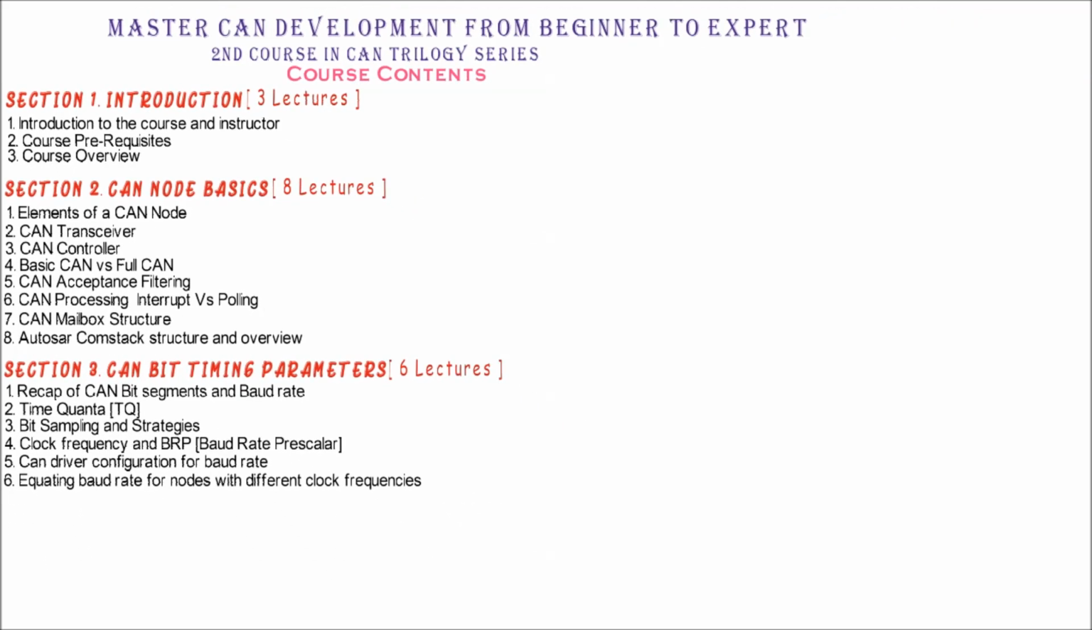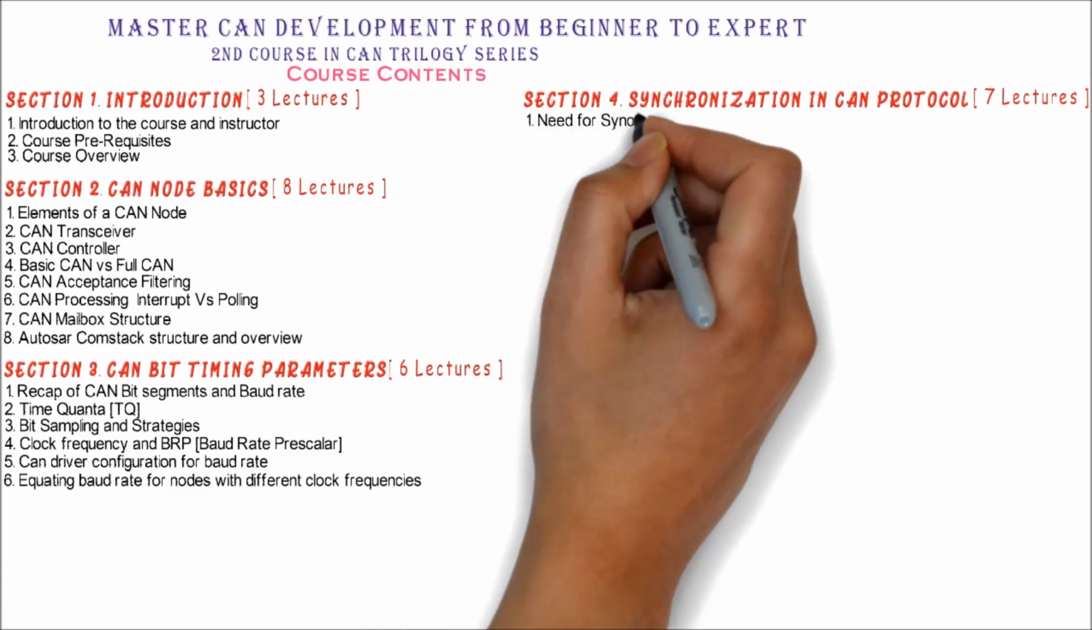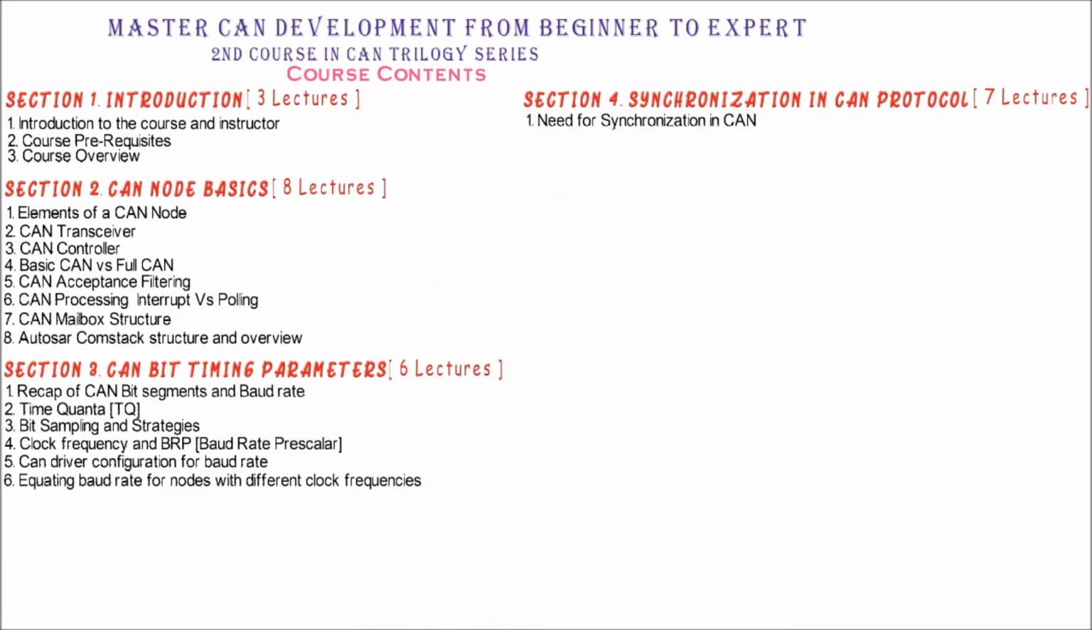After the third section, we move on to the fourth section, which is about the synchronization in CAN protocol. Synchronization ensures data integrity in CAN networks, and this section explains how it is achieved in detail. This contains 7 lectures. The first lecture is the need for synchronization in CAN. Here we understand why synchronization is crucial in CAN communication.